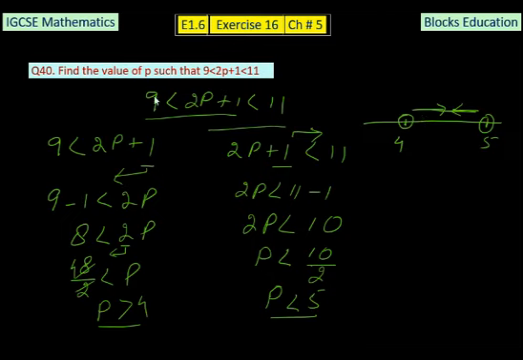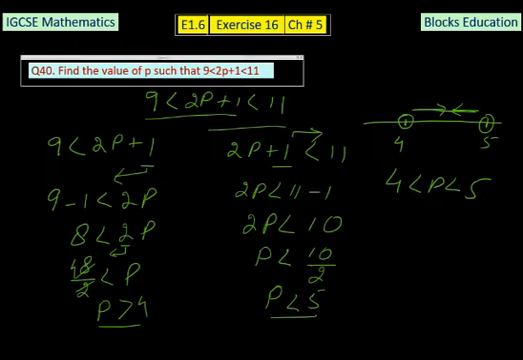Then it says find the value of p, and it means that by looking at this, we can say that 4 is less than p less than 5, or p is squeezed between 4 and 5. So this is the value of p. Now it could be anything, 4.1, 4.2, 4.9, 4.7, but strictly speaking, p must be between 4 and 5.